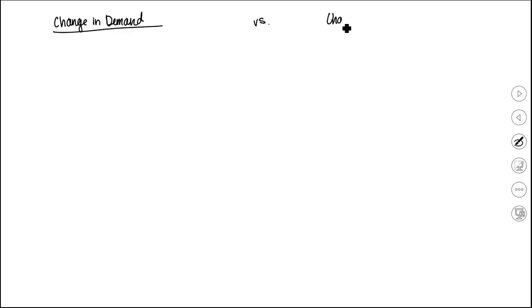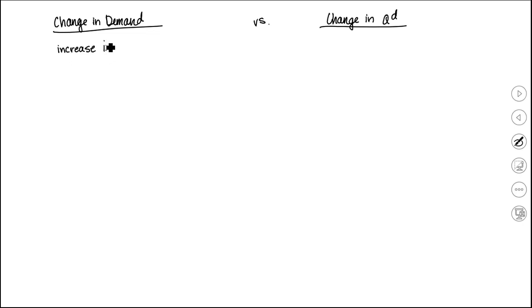All right. So that then allows us to make another distinction. So let's talk about this one more time before we add on. And that is, we want to talk about a change in demand versus a change in quantity demanded. So a change in demand, we're talking about a shift of the demand curve.